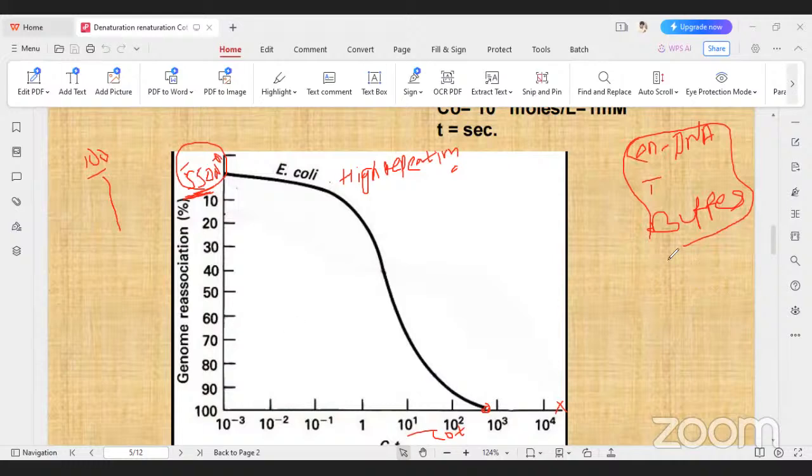Our concept is, first of all, denatured DNA renatured. How does denatured DNA renature, and how much time is taken? These are what we need to observe, right? First of all, how the double stranded DNA renatures, we already discussed.